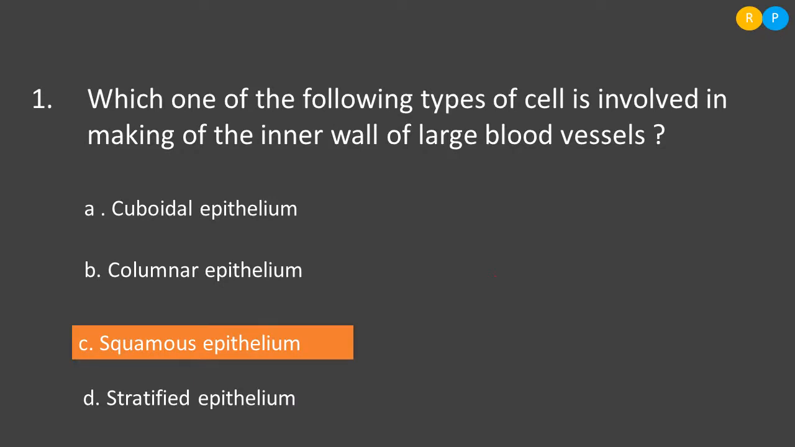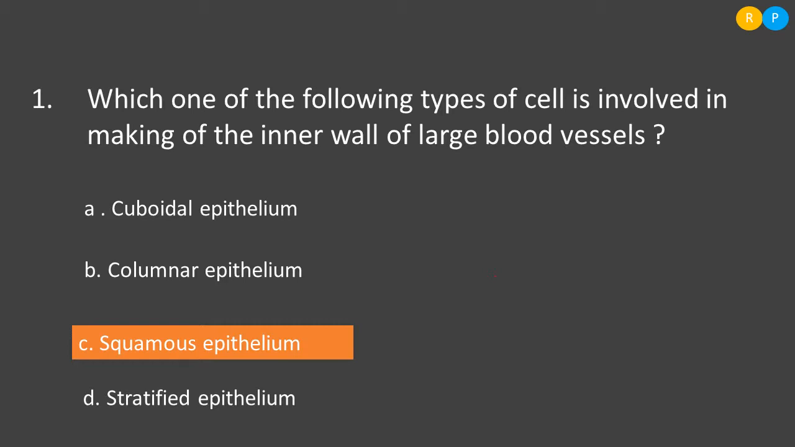Our first question: which one of the following types of cell is involved in making the inner wall of large blood vessels? Large blood vessels are made out of a kind of animal tissue, that is squamous epithelium. Why is this squamous epithelium present in the inner wall of blood vessels? Squamous epithelium performs one of the main functions, that means it acts as a diffusion boundary.